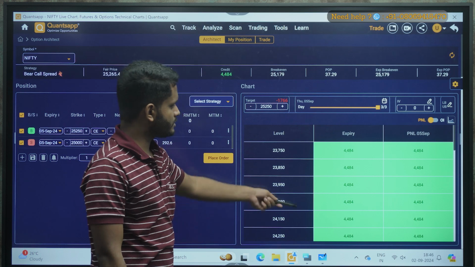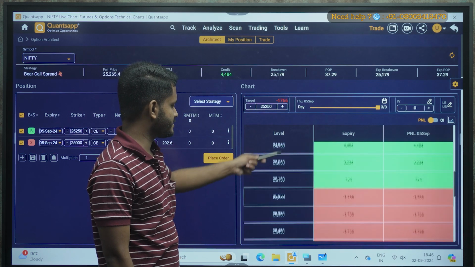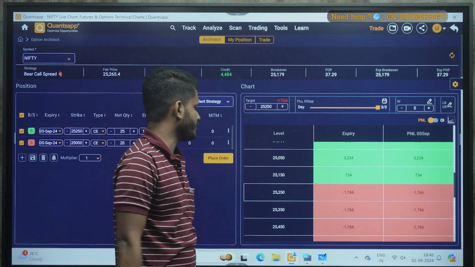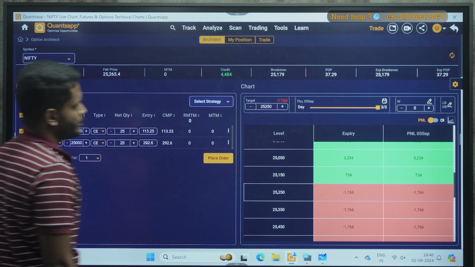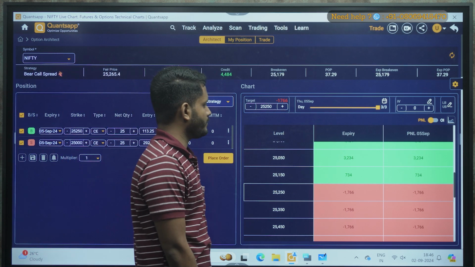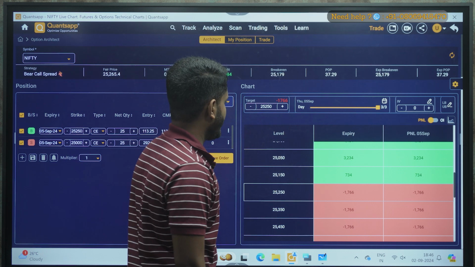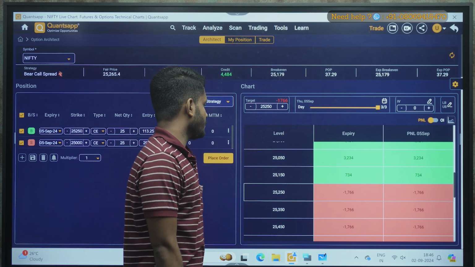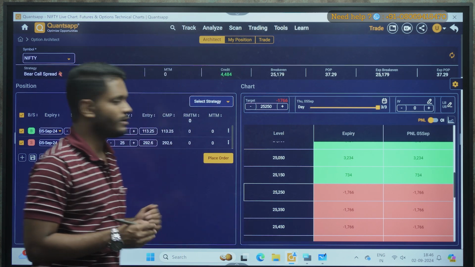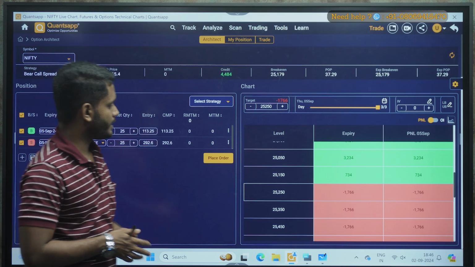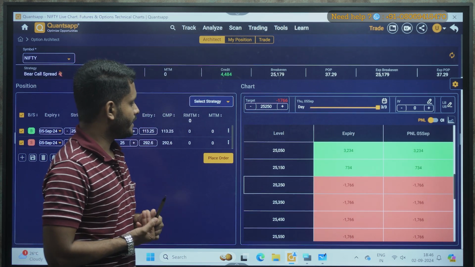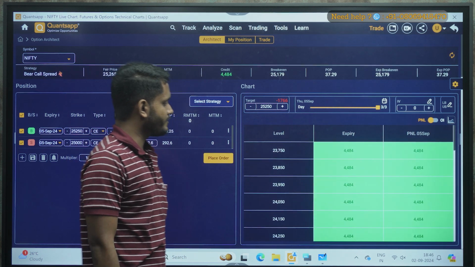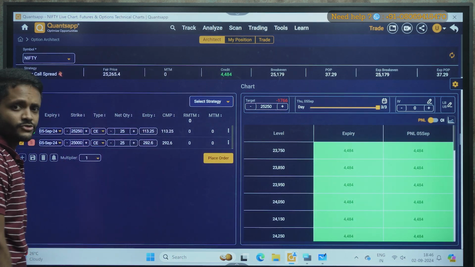If the market falls, you will make money and your break even is 25,150. If the market stays below 25,150, you will end up making money, and you need the market to touch 25,150 or less than that to make money. If the market stays above 25,200, 250, then you will end up losing approximately 1700. So I hope you understood this strategy.